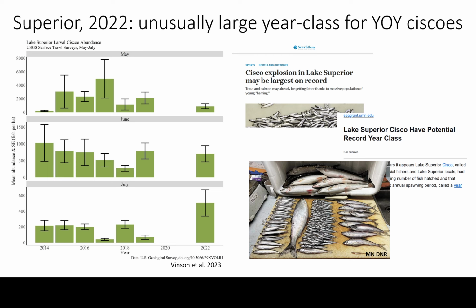And then this is just showing examples of how much Cisco they had in Lake Superior in 2022, especially this bottom right bar. In July 2022, they caught a record amount of young of year Ciscos.